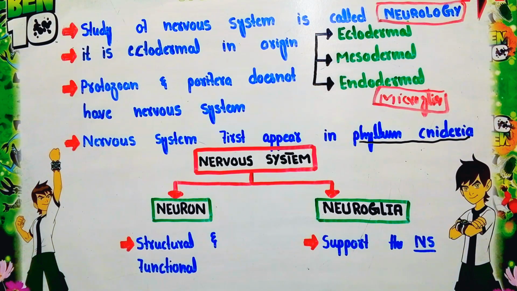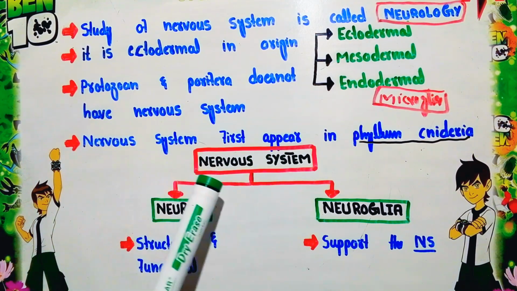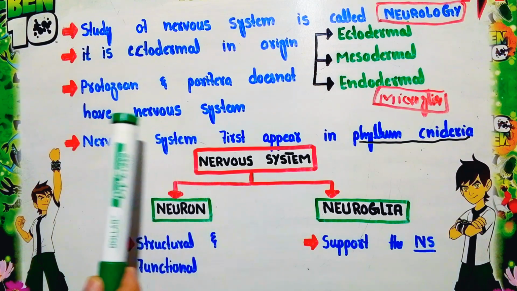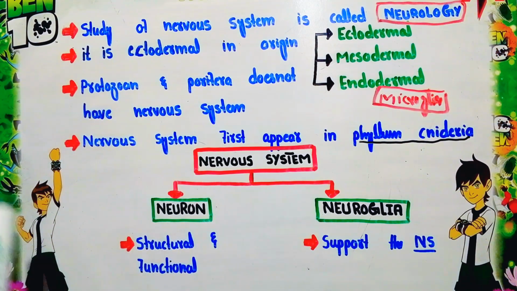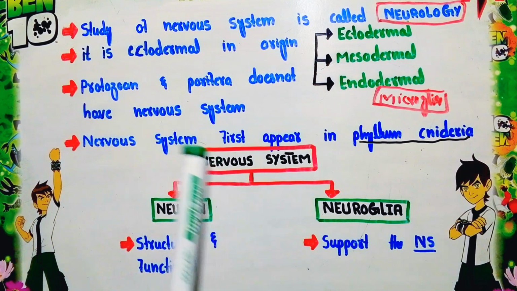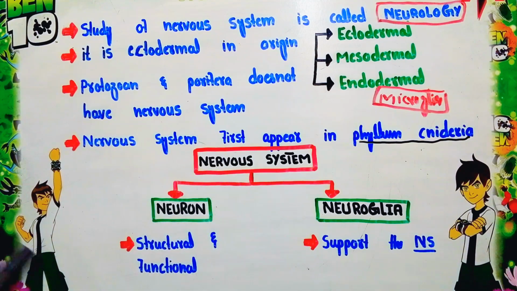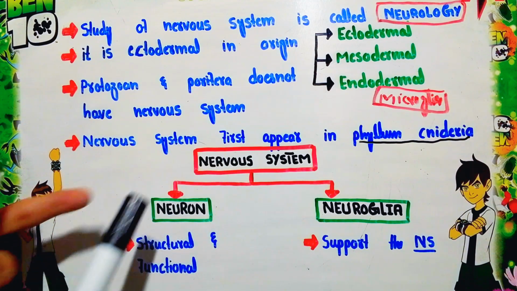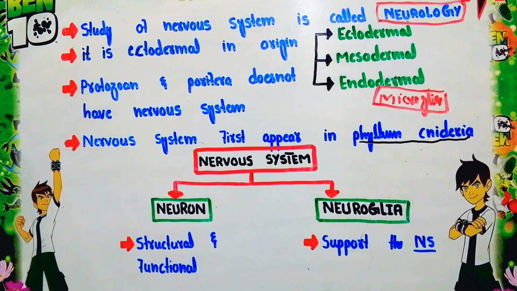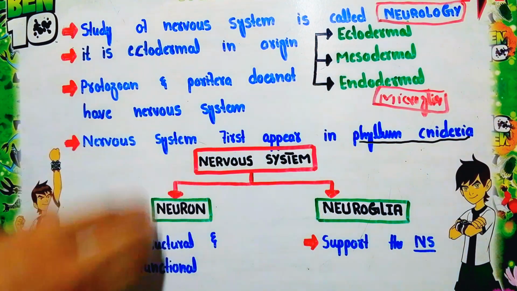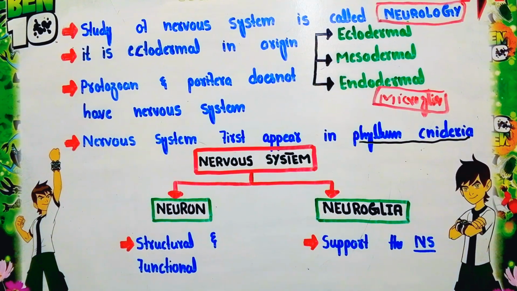The part of the nervous system that acts as the structural and functional component of the nervous system is called the neuron. While the part of the nervous system that provides support or protection to this structural component is called the neuroglial cells. So this is about the components of the nervous system.